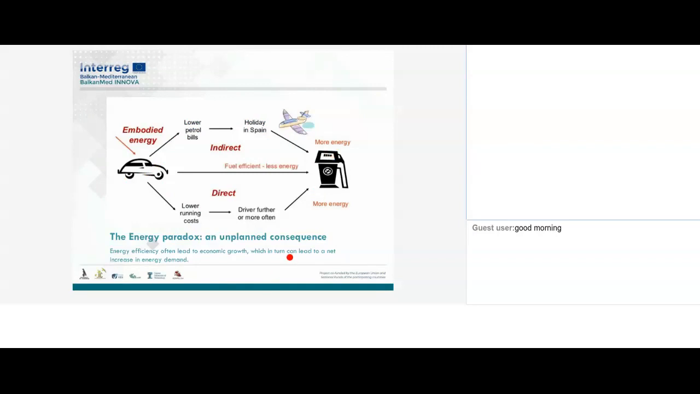So maybe we are more efficient. Maybe the technologies that we are using are more efficient and use less energy to give us the same amount of pleasure or need. But by this paradox, we can end up having a net increase in our energy demand.